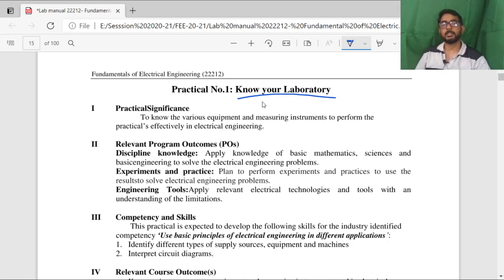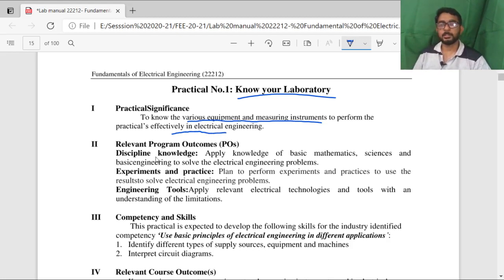That is, where is the connection, where are the conducting wires and how these are connected, and what type of wirings should be done. That will be studied in this practical. The aim is to know the various equipment and the measuring instruments to perform practicals effectively in the electrical engineering laboratory.